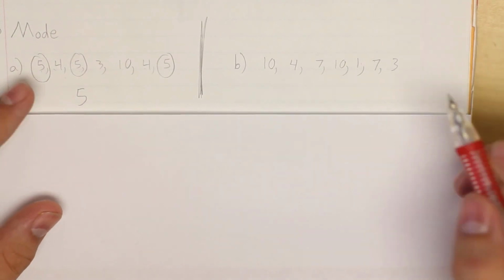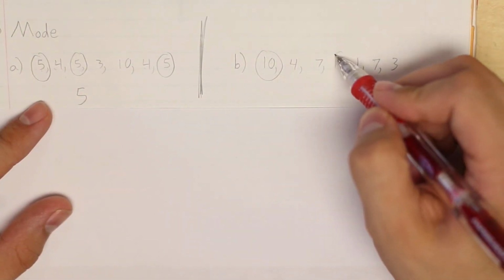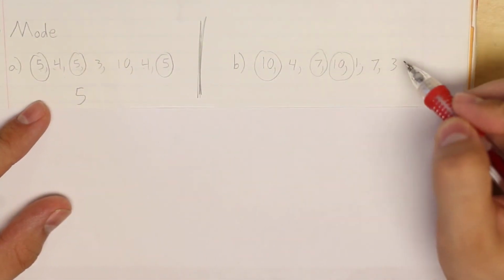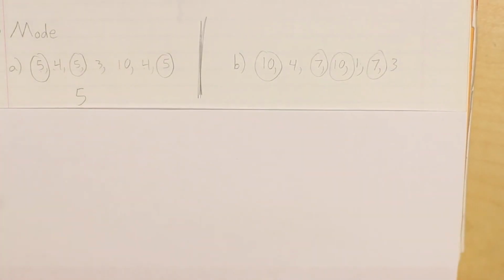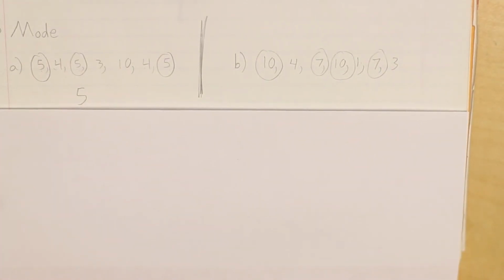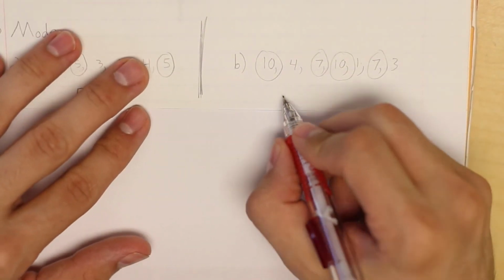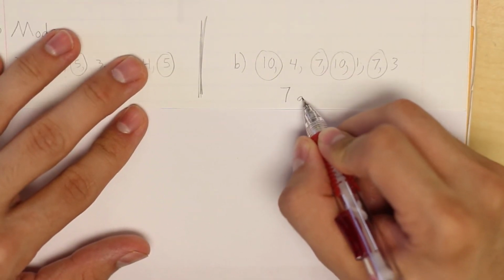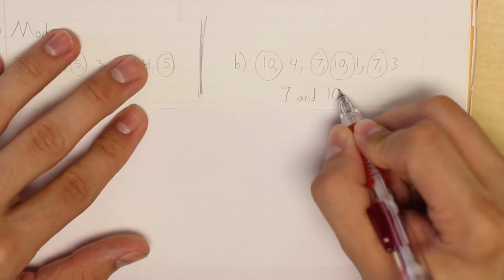Over here, we have 10 appears twice, and 7 appears twice. No other numbers appear twice. No other numbers appear more than twice. So our answer for this is going to be 7 and 10.